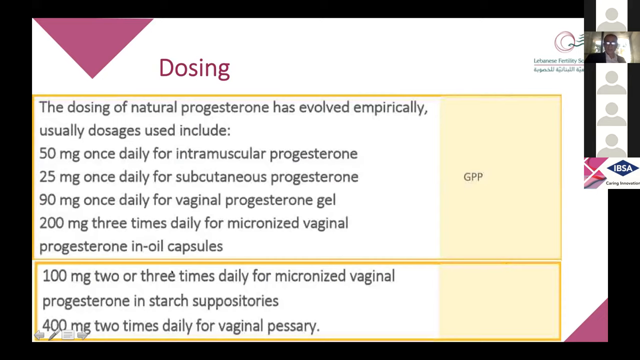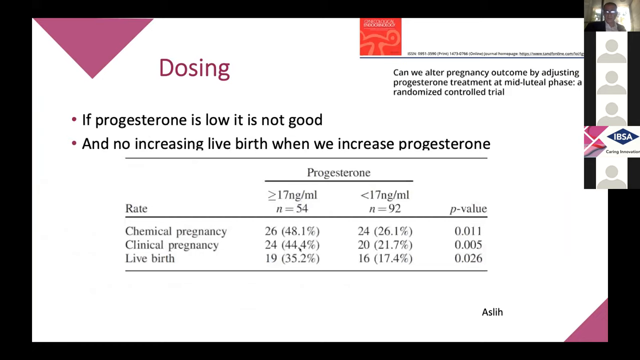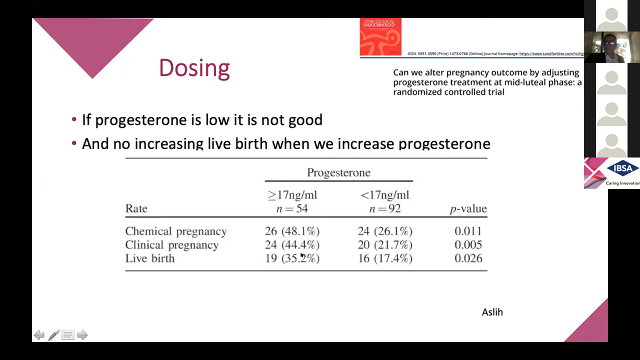If you decrease your dose, if you don't give enough progesterone, you have a lower pregnancy rate. This has been shown by Aslih, who checked the progesterone during the luteal phase, and if progesterone is less than 17, you will have a lower pregnancy rate compared to those who have more than 17. So it's better to have a higher progesterone.